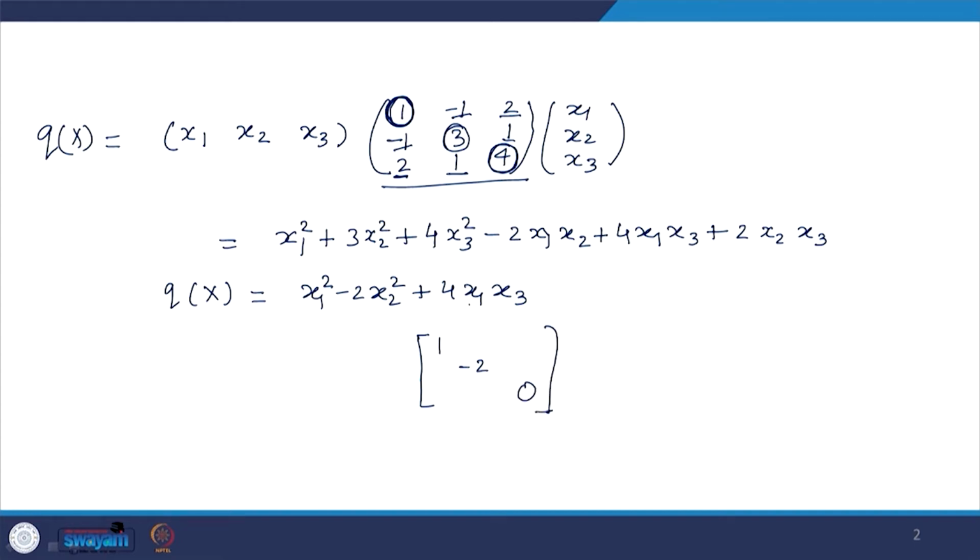Now, x 1 x 3 is related to the two entries A 1 3 and A 3 1. This is the sum of these two, and since the matrix A is symmetric, 2 and 2 will come here, and the rest of the elements are 0 because their coefficients are 0. So, this is the matrix corresponding to this quadratic form. If a matrix is given, you can easily find the associated quadratic form, and vice versa: if a quadratic form is given, you can easily find the symmetric matrix.